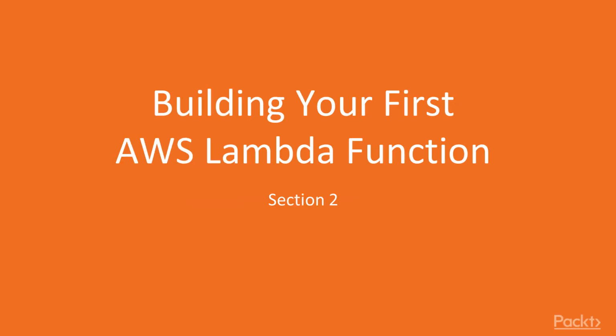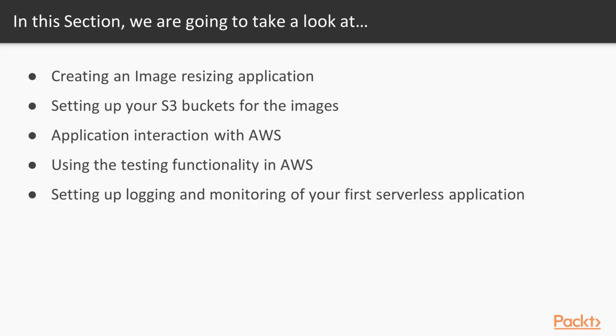Welcome to the section on building your first AWS Lambda function. In this section, we will introduce you to the application that we'll be creating. We will then run through the process of setting up the application. Next, we'll move on to creating two S3 buckets using the CLI tool and the Eclipse plugin. We'll then run through the application and explain the project dependencies, plugins, and also the Lambda function handler.